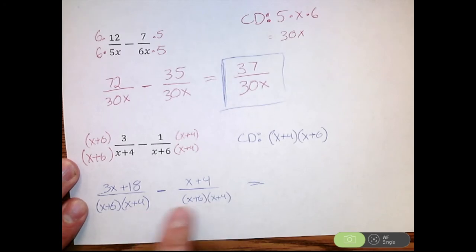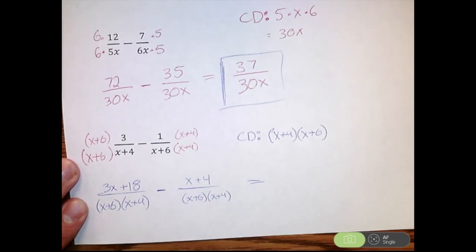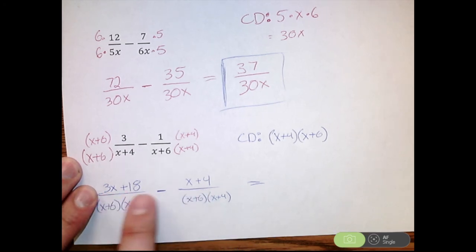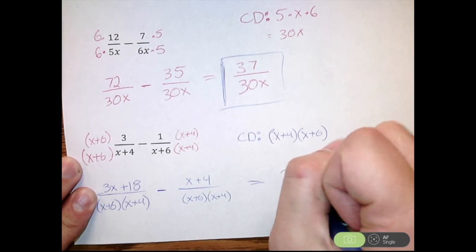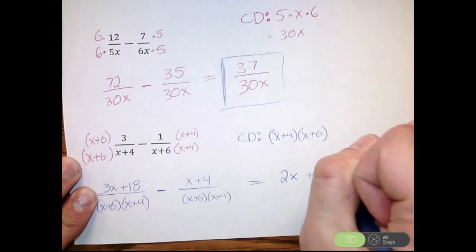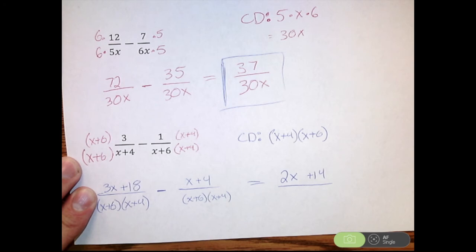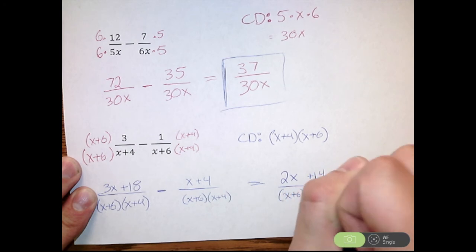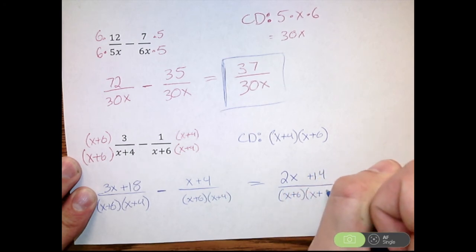Looking at this, I just transformed my fractions, but nothing really changed a whole lot there. So I have common denominators, which allows me to add and subtract here. Be very careful with the subtraction problem. I'm going to take 3x minus x, which is going to be 2x. And I'm going to have 18 minus 4. 18 minus 4 is 14. So I'm going to have 2x plus 14 in my numerator. In the denominator, I still have x plus 6 and x plus 4.